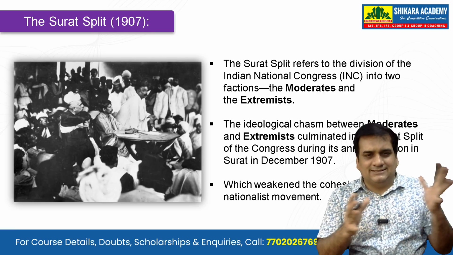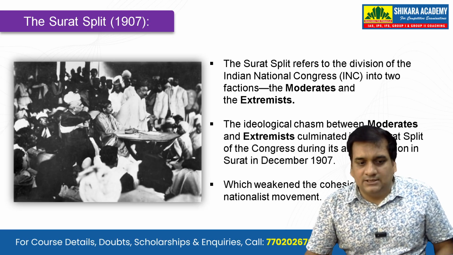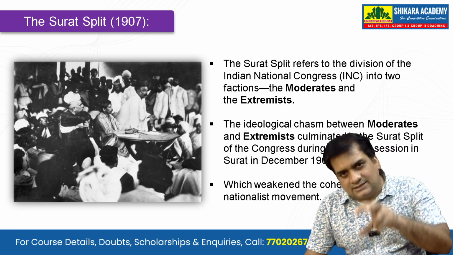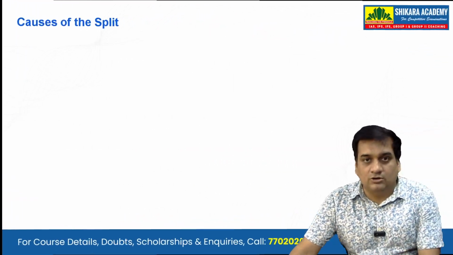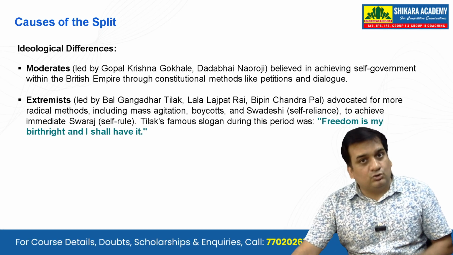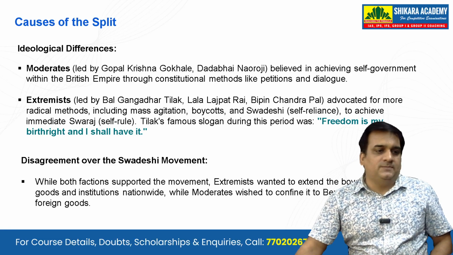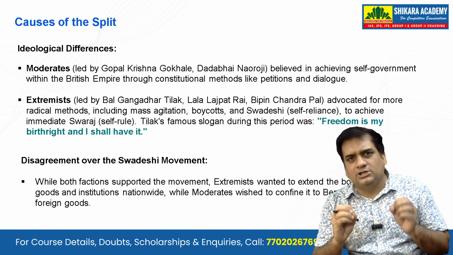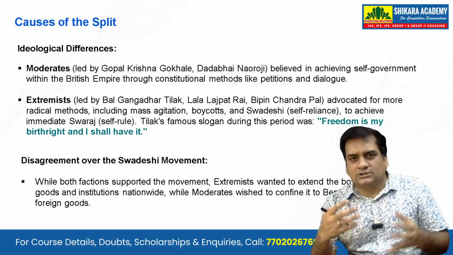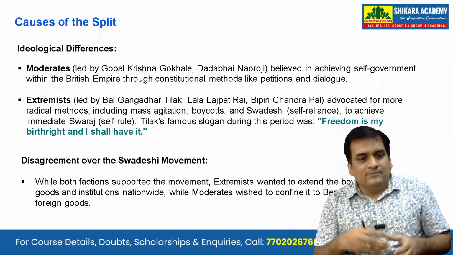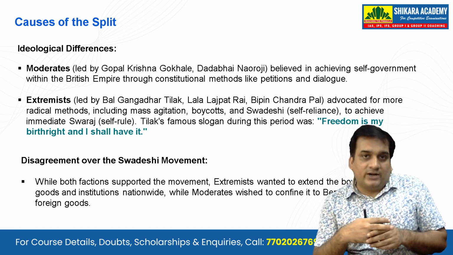Now, because of this differentiation between the moderates and the extremists, what happened in December 1907, when the session of Congress was in Surat, is that the Congress was divided into two parts: moderates and extremists. What were the causes of the split? Obviously, there were ideological differences, where moderates believed in dialogues and petitions, but the extremists believed that we now want immediate Swaraj, or self-rule.